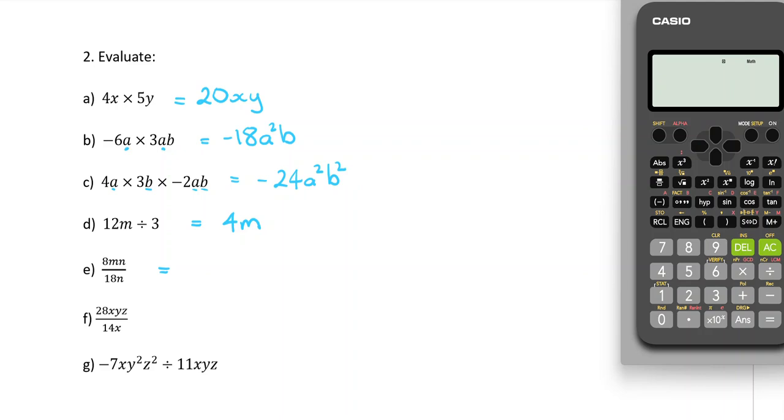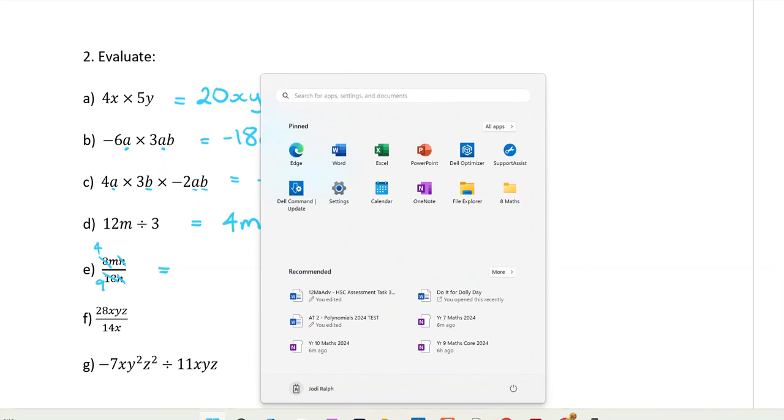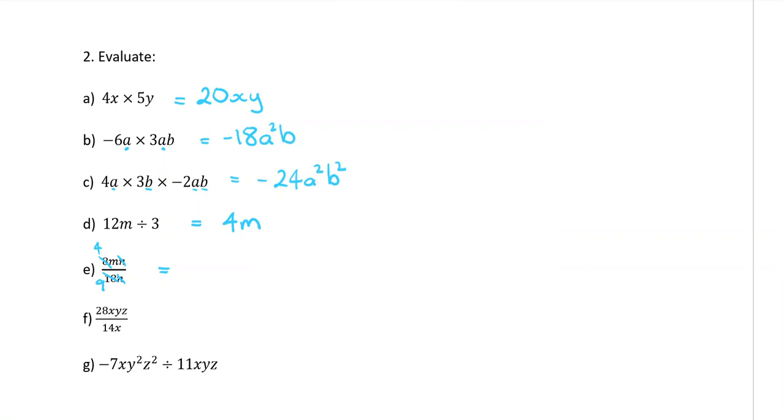So what I can do is use my calculator to help me simplify those numbers. So I'm going to type in 8 over 18 and press equals, and I get 4 over 9. So what's actually happening is that I'm dividing the top and the bottom number by 2. 8 divided by 2 goes 4. 18 divided by 2 goes 9 times. Also, an n on the top will cancel an n on the bottom. What is left is 4m over 9, and that's it.